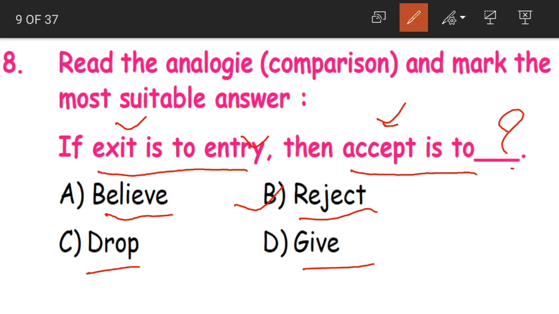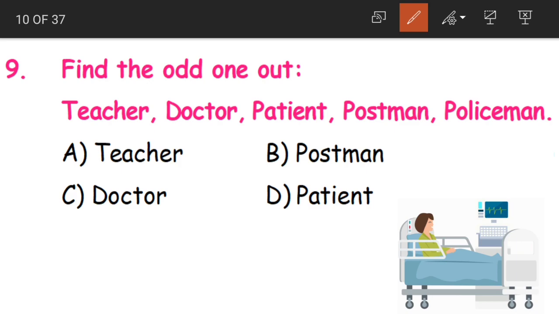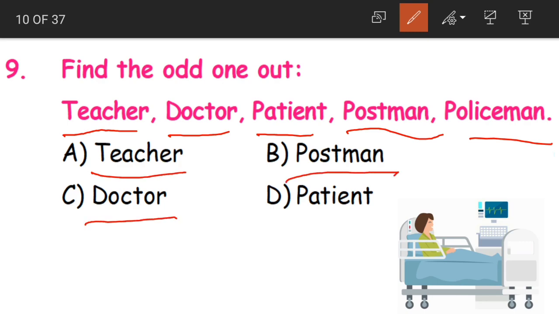Accept, reject. Clear, children? Now, ninth question. Find the odd one out. What are the words here? Teacher, doctor, patient, postman, and policeman. Options given here: teacher, postman, doctor, and patient. So from these four options A, B, C, D, we have to select the odd one.